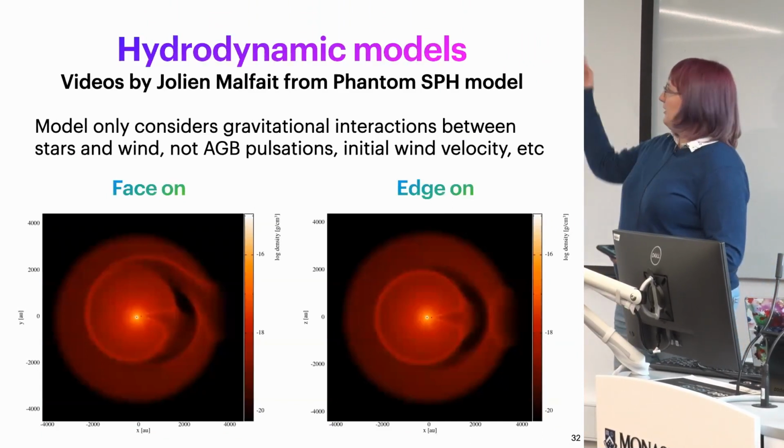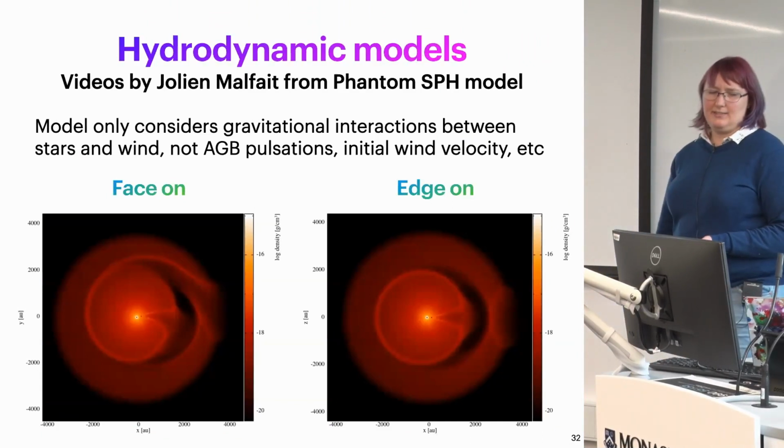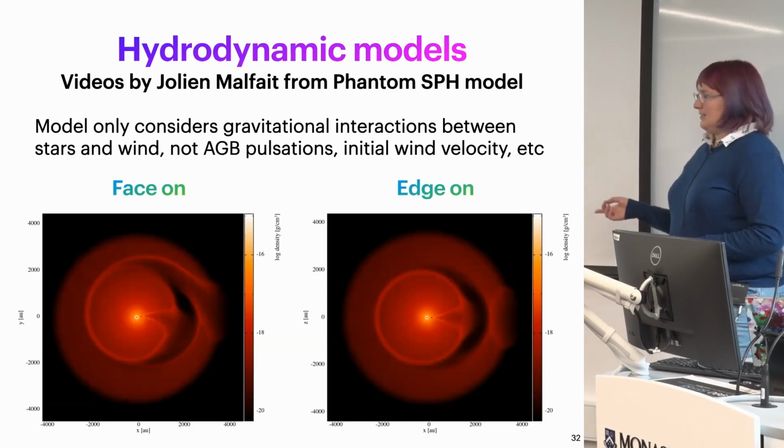So Jolien, who's a PhD student in Belgium, ran these SPH models.